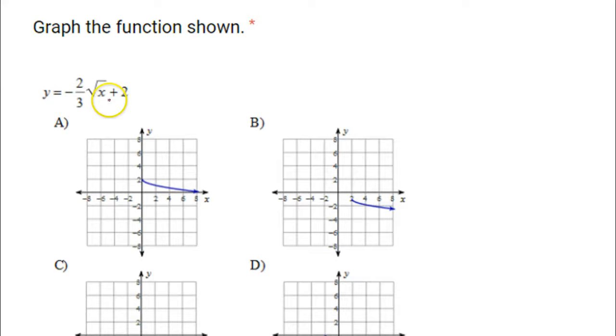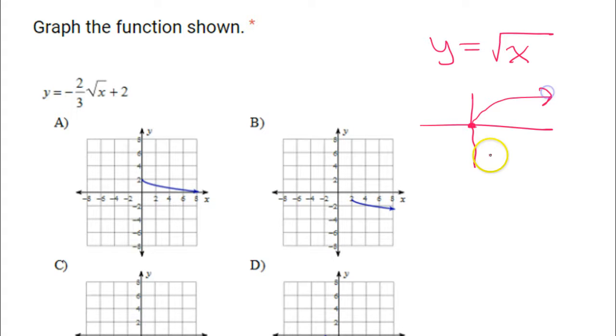Well, let us graph this square root function shown right here. So there's a couple things you need to know. The first one is you need to know what the parent function y equals the square root of x would look like. And here's what it looks like. It starts off at the origin and then it curves off to the right like that.